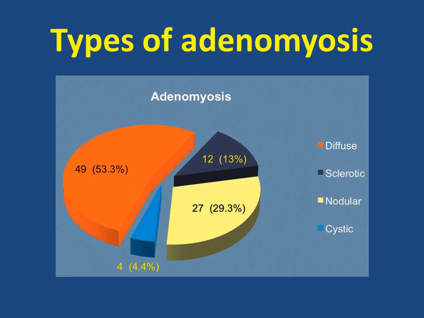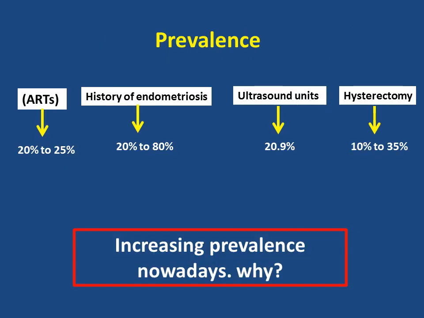In most cases, more than 50% of cases, the adenomyosis is diffuse in the whole uterus, but sometimes it is cystic in 4% or 5% of cases. Sometimes it is localized, nodular in around 30% of cases, and sclerotic in around 13% of cases. So you may see diffuse adenomyosis, you may see localized, you may see cystic or sclerotic adenomyosis.